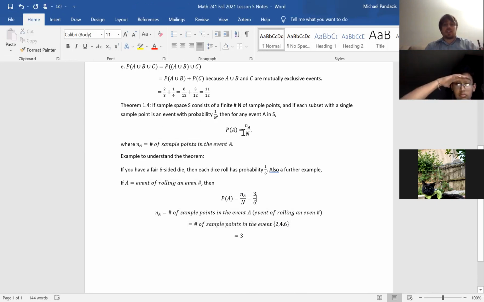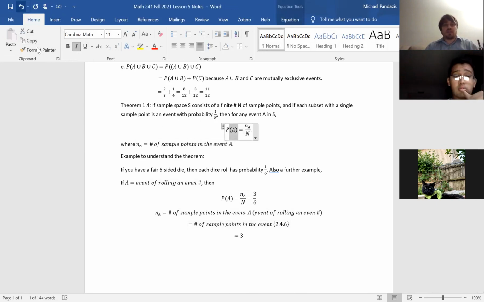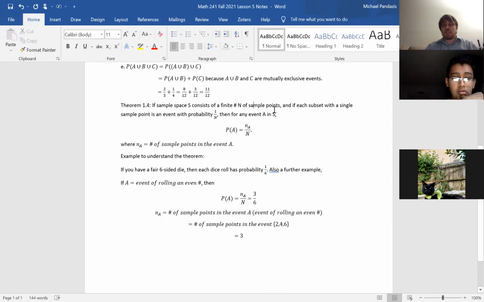And so this theorem is telling you the probability of any event where, in the experiment, the probability of any single sample point is 1 over capital N, where capital N is the total number of finitely many sample points in the sample space S of the experiment.